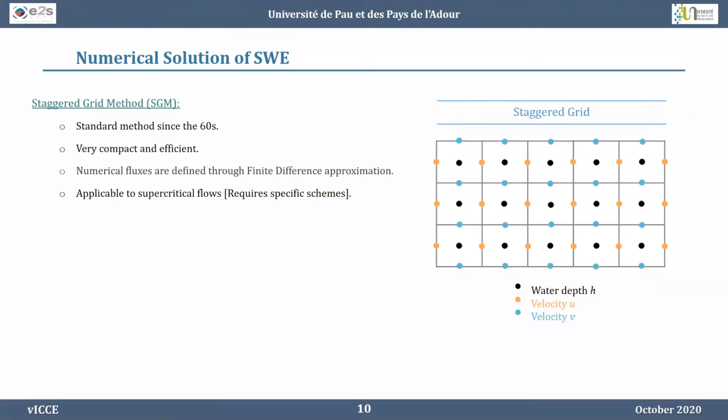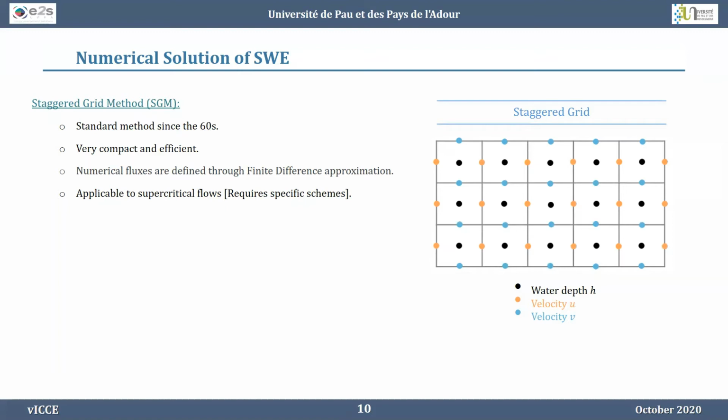There exist many numerical techniques to solve the shallow water equations. In our case, we are using a staggered grid method. This method is based on the staggering of the variables. This means that the water height is computed at the cell center, whereas the depth-averaged velocities are computed at the cell interface. The main advantage of this method is that it is very compact and lean and doesn't require complex computations, since the numerical fluxes can be computed with simple finite difference approximations.